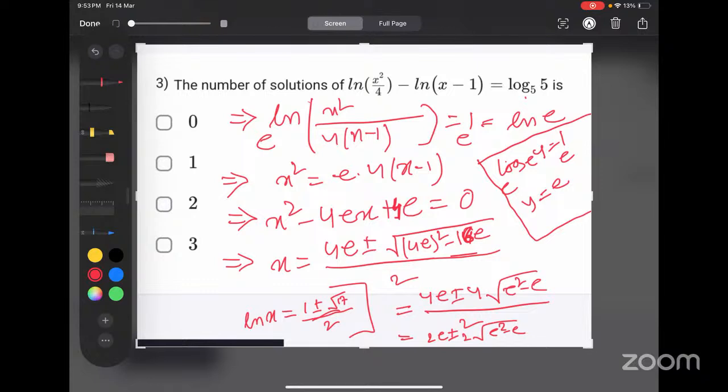In any case, the square root over e square minus 1 is less than e, so e minus that root is positive always. Then we will get two different solutions. So 2 is the answer. Is it fine? Yes.